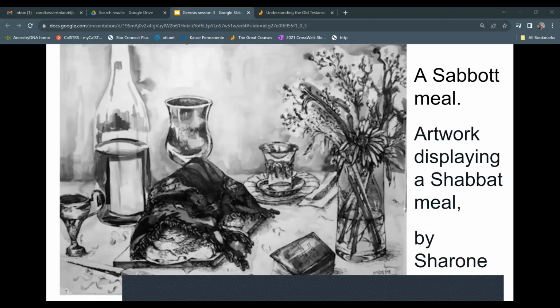This is just a piece of artwork that I thought was interesting, showing what a Sabbat meal would be like. And it is painted by a Jewish artist.